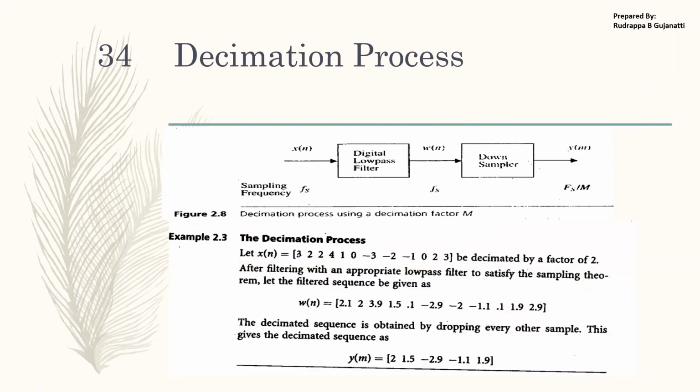So here we can observe one example. We have a given sequence x of n, which is 3, 2, 2, 4. These are the samples which are present. Now, it specifies that it has to be decimated by a factor of 2. So this is capital M equal to 2, and you should decimate the overall sequence with the factor M equal to 2.